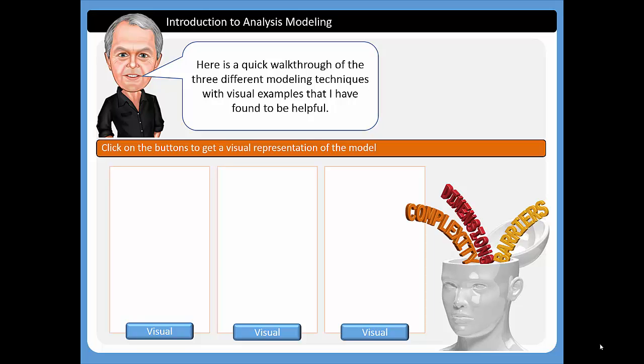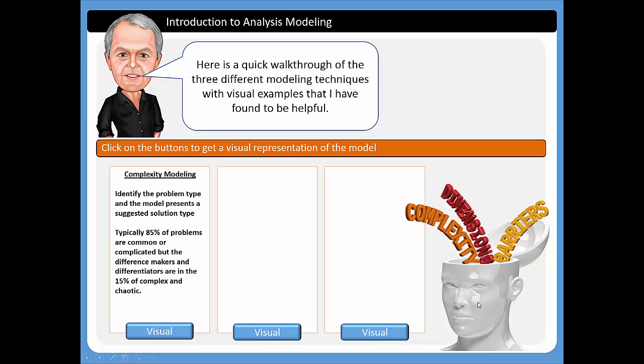Now, in an effort to minimize the amount of time that you need to jump into these things and maximize what can be gained, I've put together this quick walkthrough of the three different modeling techniques, and where I've identified the benefit proposition for each of the three, and then given visual examples of each of those. So let's run through this rather quickly.